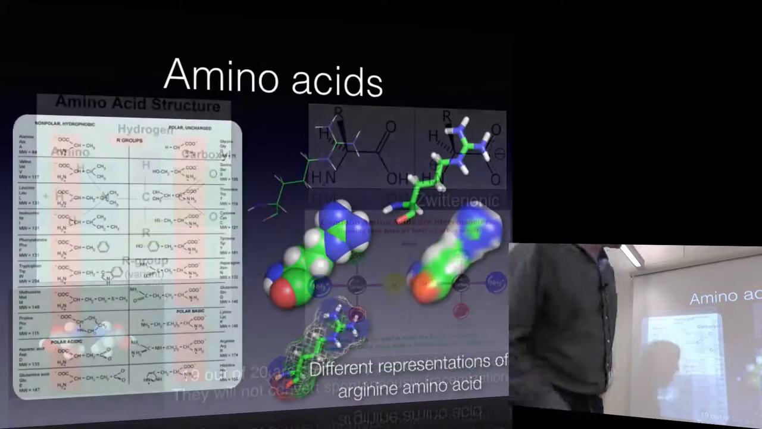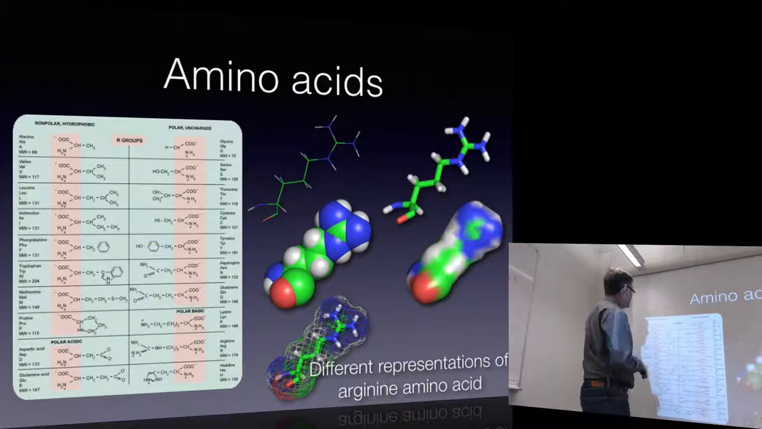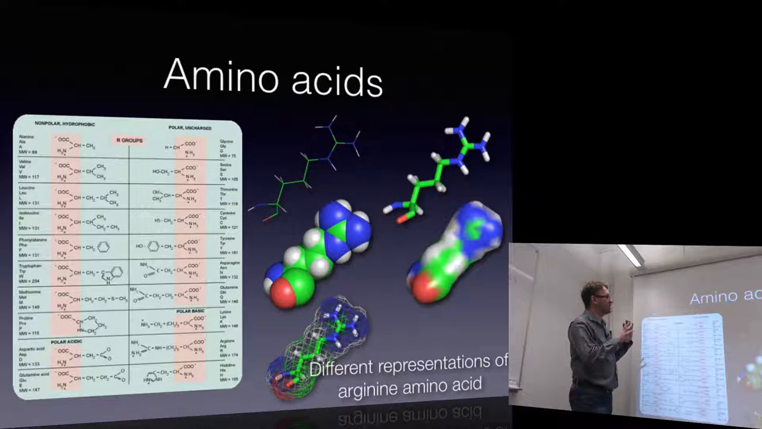Since you know a bit about proteins, I'm not going to go through that in too much detail. Amino acids. There are a bunch of different ways to think about amino acids. You're probably aware, well, you can't read this.